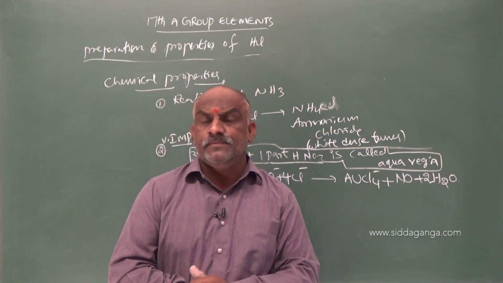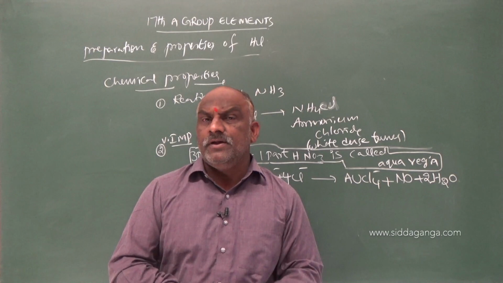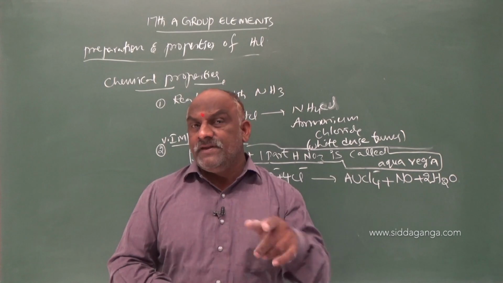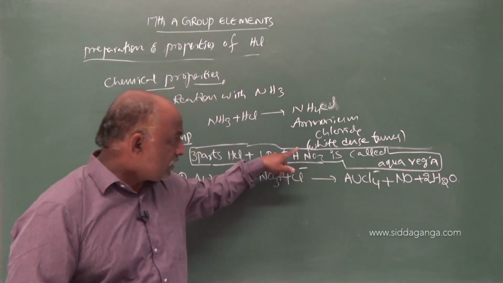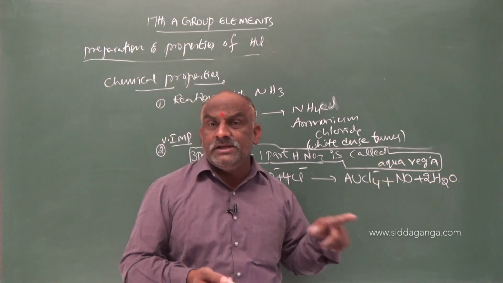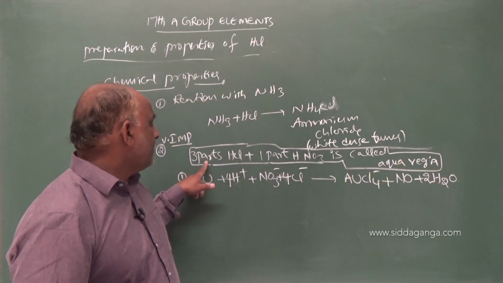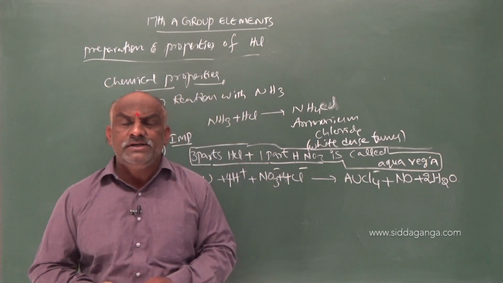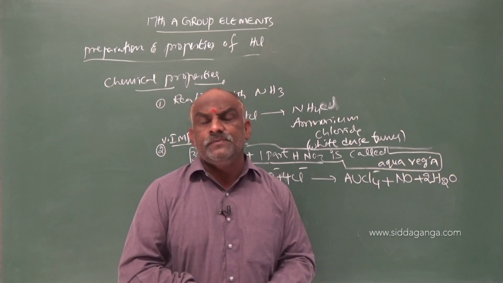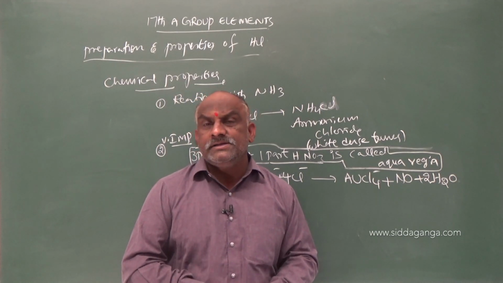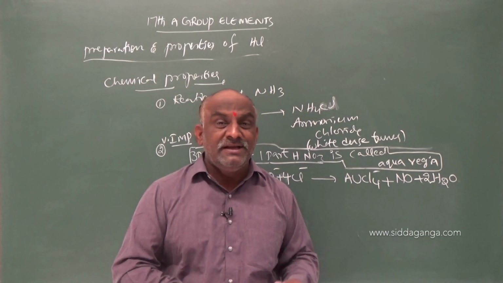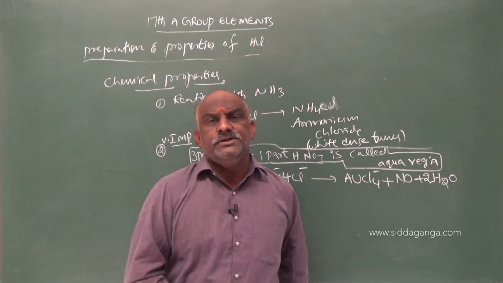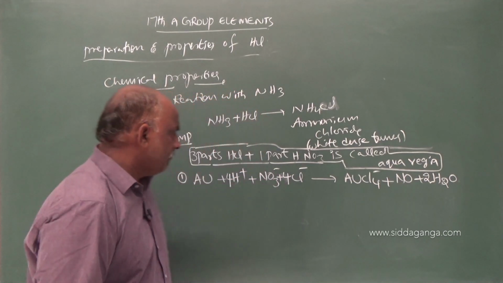Clear, my dear students? So remember this is a very important reaction. Keep this reaction in your mind, or else keep this composition in your mind. Aqua regia. What is aqua regia? Aqua regia is 3 parts of hydrochloric acid and 1 part of nitric acid. What is the use of aqua regia? Some noble metals such as gold and platinum can be dissolved in aqua regia. Let us consider platinum.